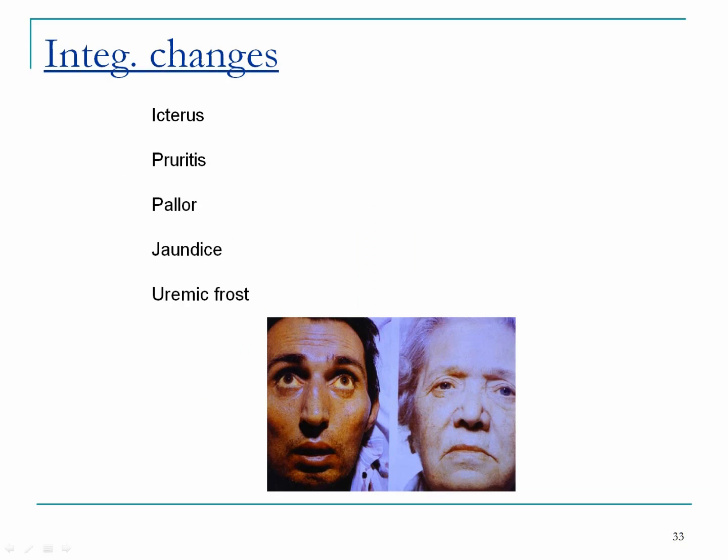Integumentary changes. The skin takes on a yellow discoloration, icterus, due to the inability to filter out bilirubin. The patient is anemic and pale, and along with the icterus comes pruritus, or itching.